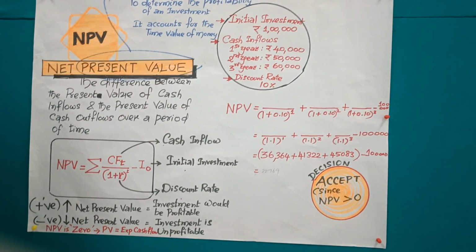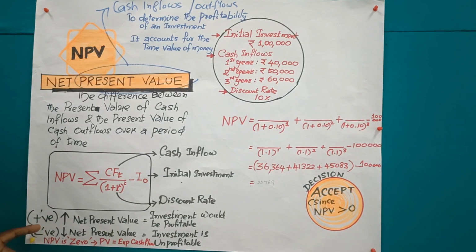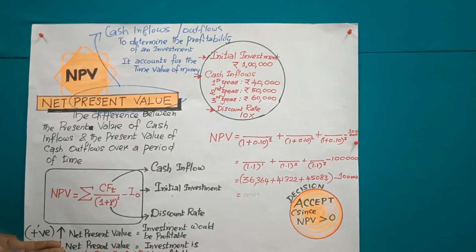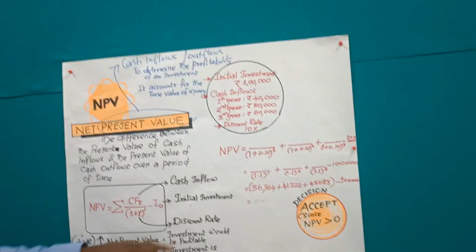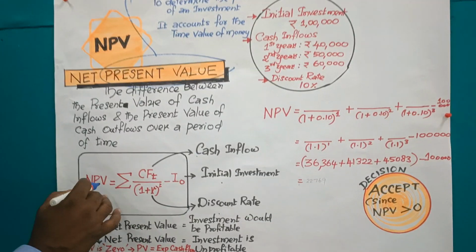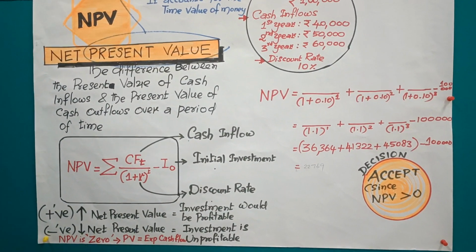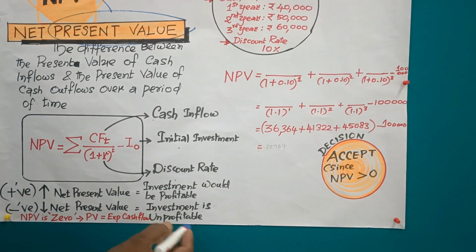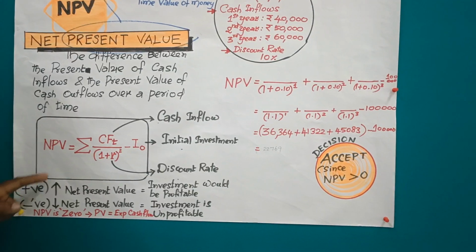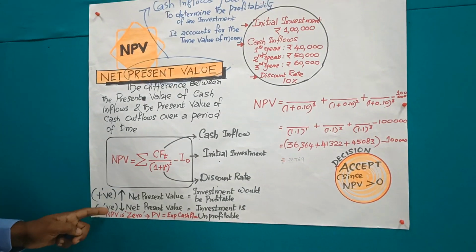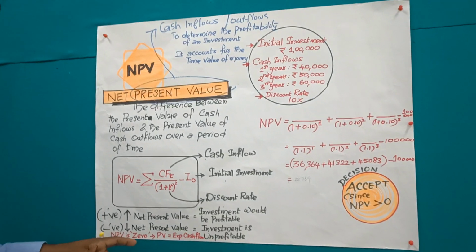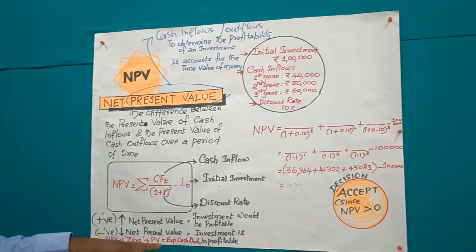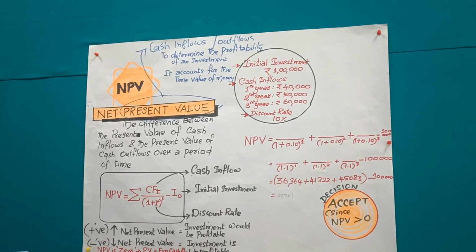NPV, how should the value be in favor of investment? When the NPV is positive, the net present value is more, so automatically the investment would be profitable. We consider the positive or negative sign. If it is negative, the net present value is low, so the investment is unprofitable. Very simple, we must get a positive value. When NPV is 0, the present value is equal to the expected cash flow, so at that time NPV will be 0.